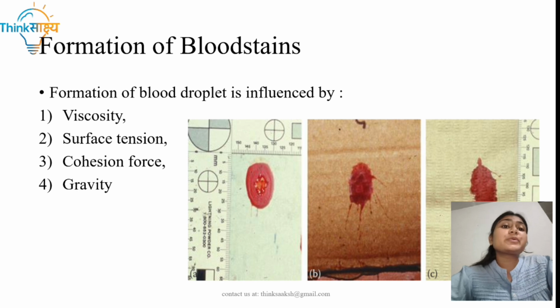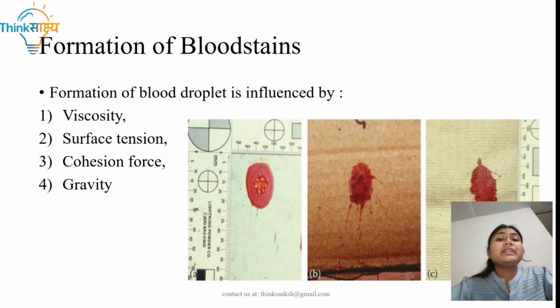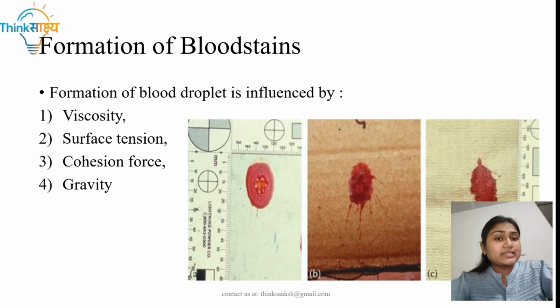Next we have the formation of blood stains, like how blood stains are formed. We know blood leaks, blood falls from our body, but how does it come in a spherical form, how are these shapes and these spiny edges created? This is created by the influence of viscosity, surface tension, cohesion force and gravity.